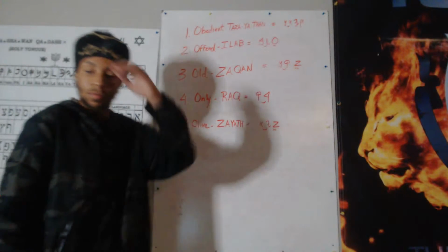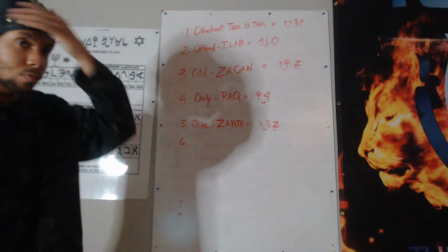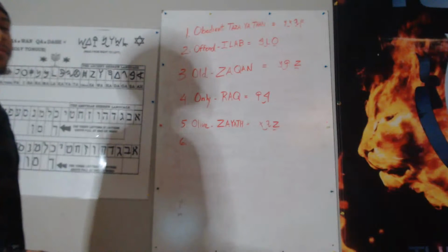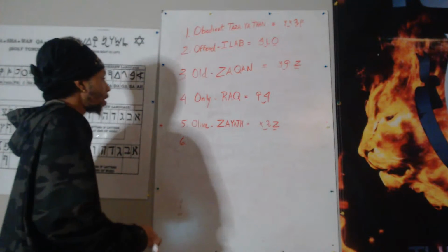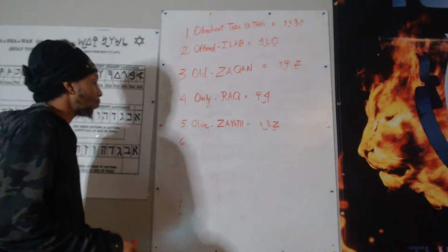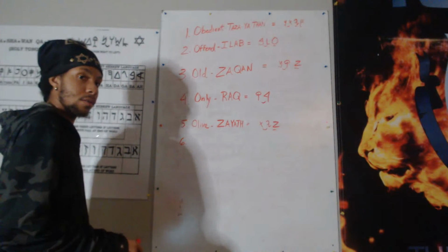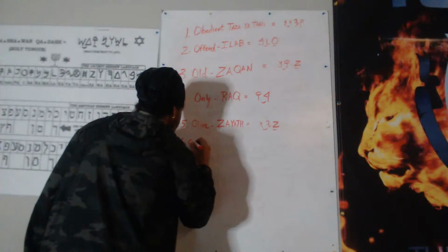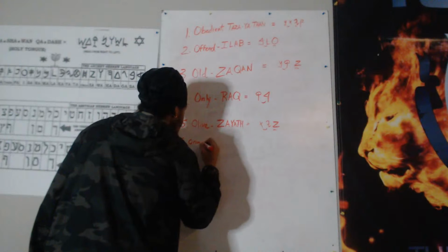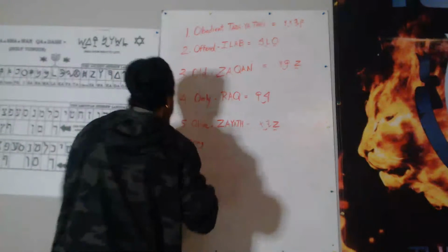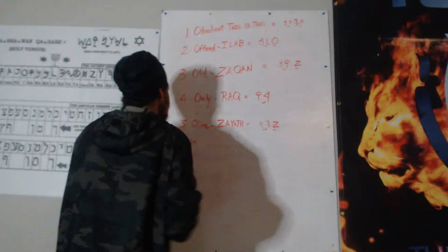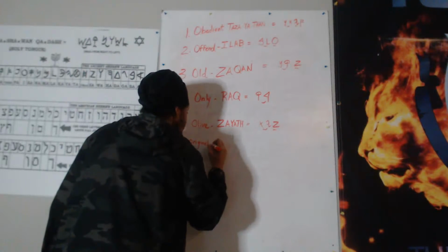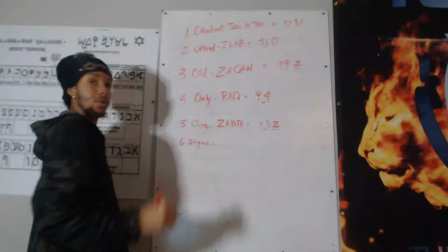Number 6. On? O-N. Yes. I think that's too simple. Let's try bigger words. Original. Original, okay, I like that. Original is O-R-I-G-I-N-A-L. Yeah, that's original. Okay, how do you say it in Hebrew?